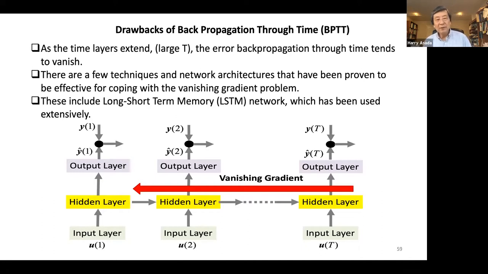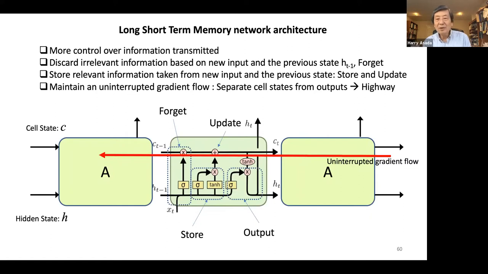So one of the very famous architectures and techniques is called long short-term memory, LSTM, which has been used quite extensively. And I have no time to talk about it, unfortunately, but just in essence, this one is clever in a few points. The long short-term memory network architecture has more control over information transmitted. And it discards some of the irrelevant information coming from the previous time step. That's basically shut down.